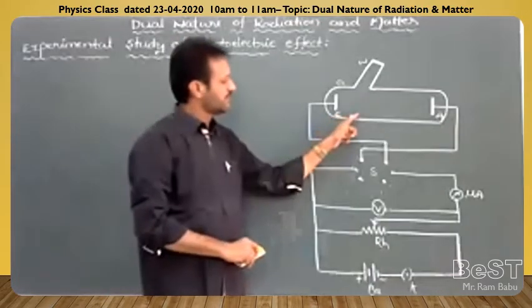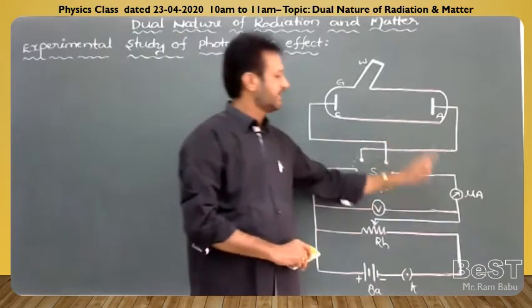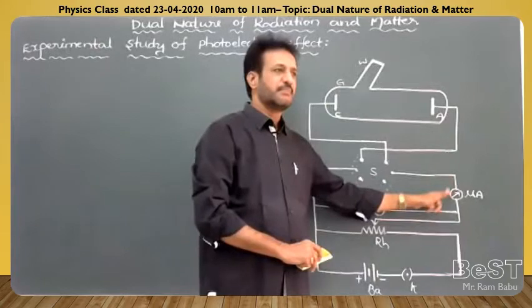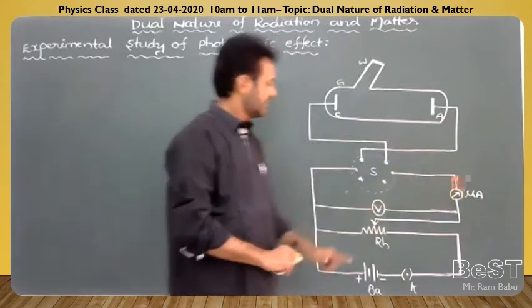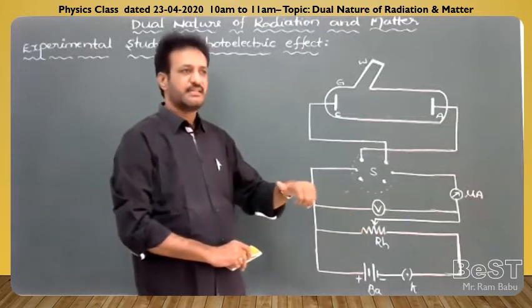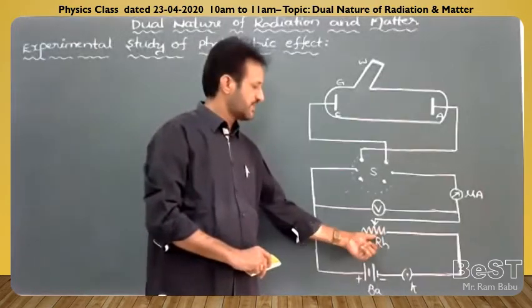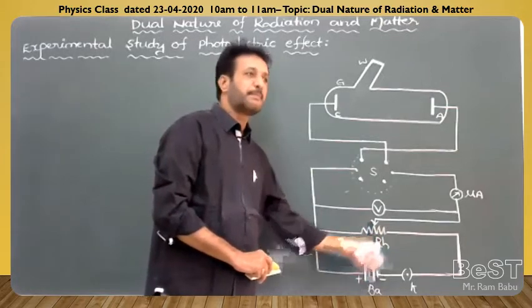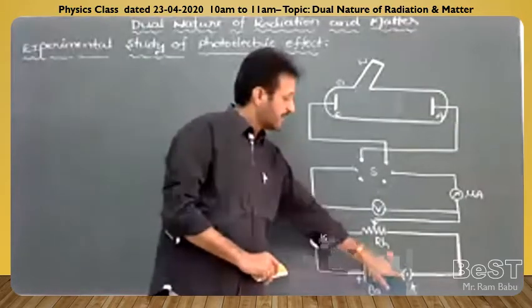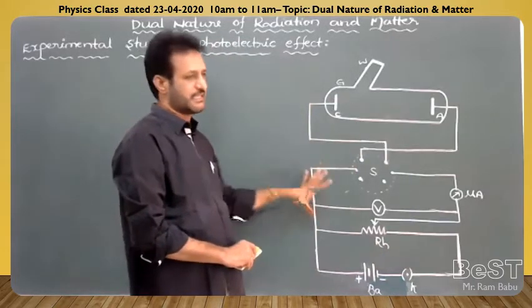For measurement of the applied voltage, we are using one voltmeter. For measurement of current flowing in the circuit, we are using one microammeter. Next, the potential divider or rheostat, by which we can apply various potential differences. One rheostat, one battery, and one plug key are also connected. The plug key acts like an on and off switch. So this is the experimental setup generally.